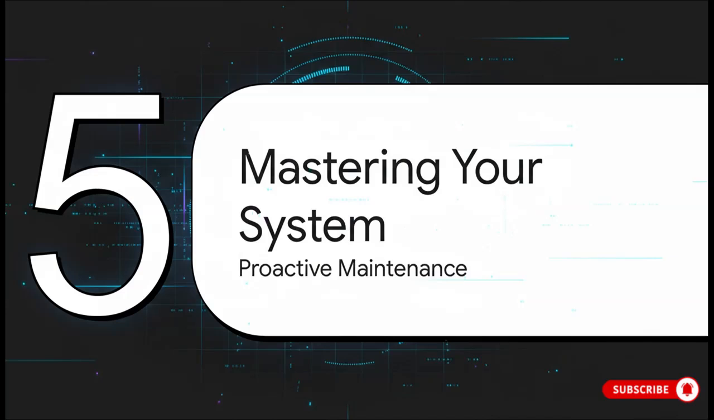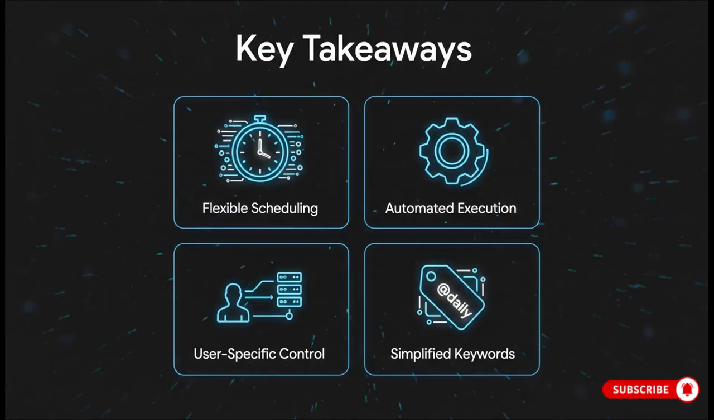So when you step back and look at the big picture, what does all this really mean? It means you're fundamentally changing your relationship with the system. You're gaining a new level of control. So, what should you take away from all this? First, Crontab gives you incredibly flexible and precise control over timing. Second, it delivers that set-it-and-forget-it reliability that is the whole point of automation. Third, it allows every user to manage their own automated tasks. And finally, those simple keywords make your schedules clean and easy to understand.